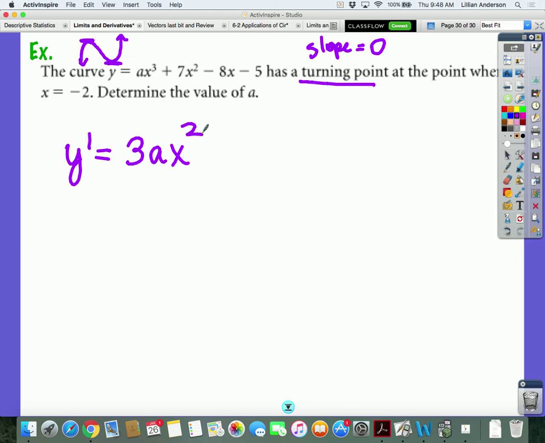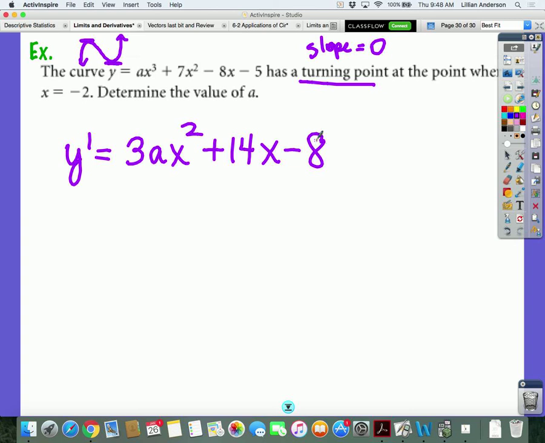the derivative of 7x squared? And what about the next one? And what is the derivative of negative 5? 0.